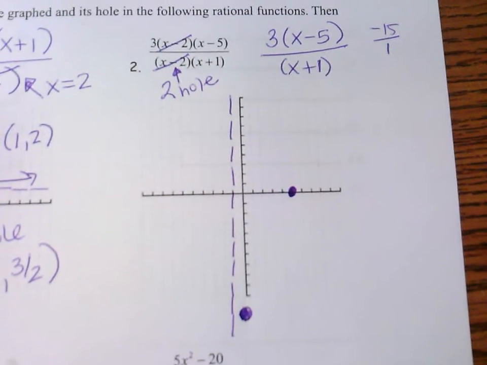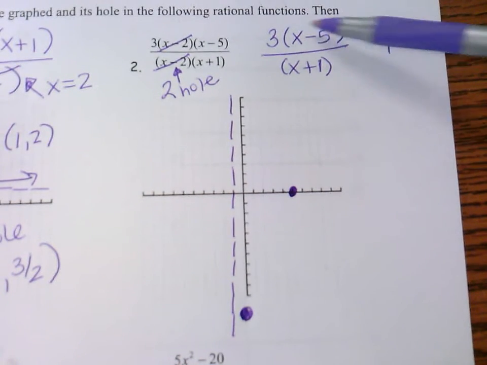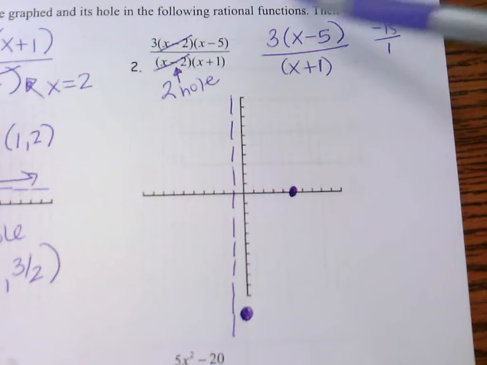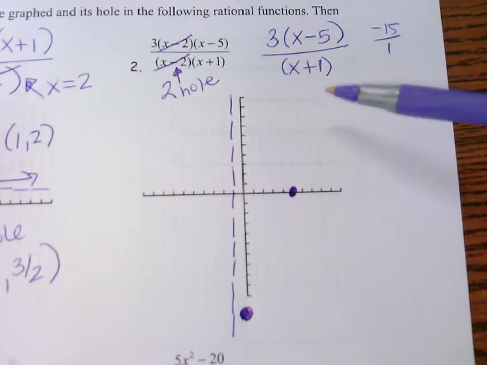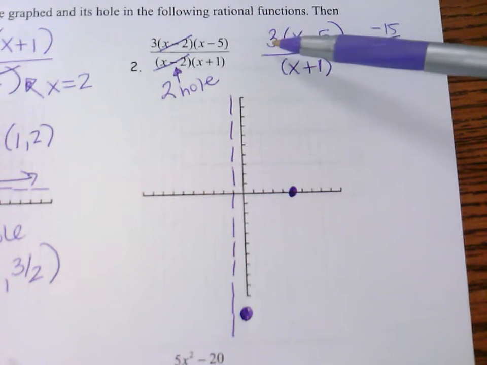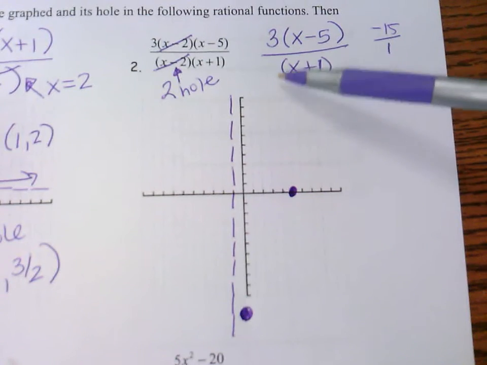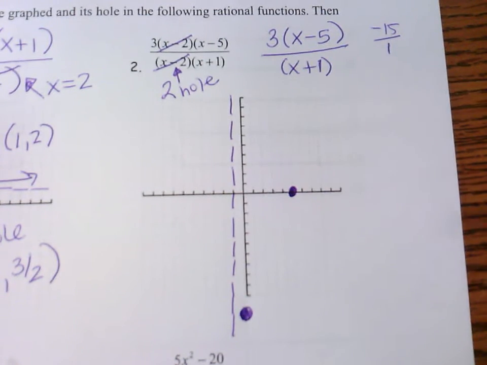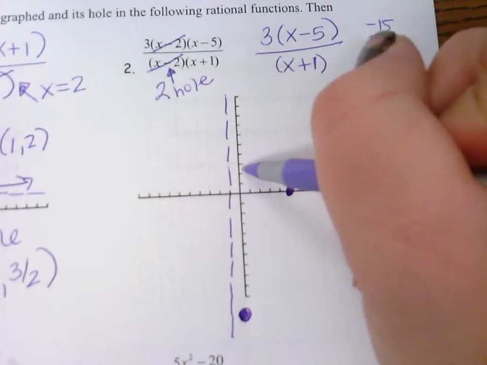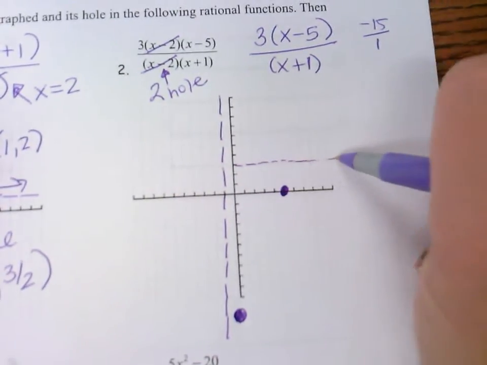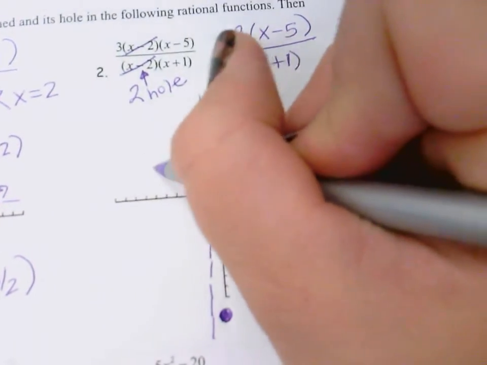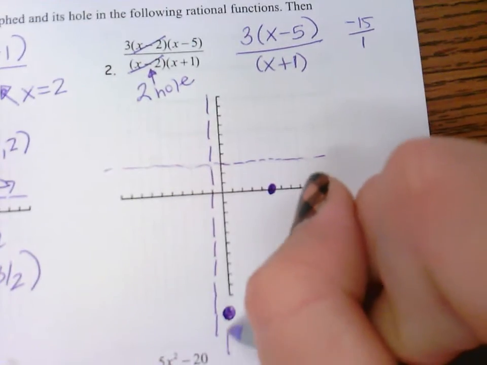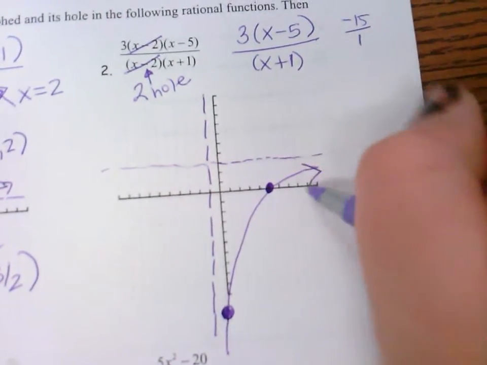Now I need to find my horizontal or slant asymptote. They both have a linear factor, so they both have a degree of 1, so they tie. And the coefficients of x would actually be 3x over 1x. So y equals 3 would be my horizontal asymptote. So that kind of makes sense that that elbow comes up here all the way like that.